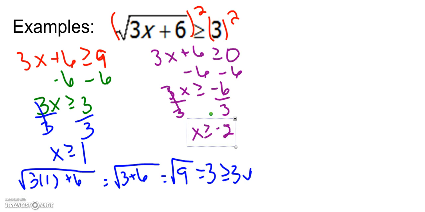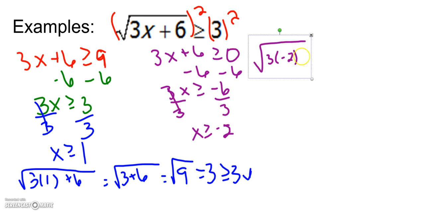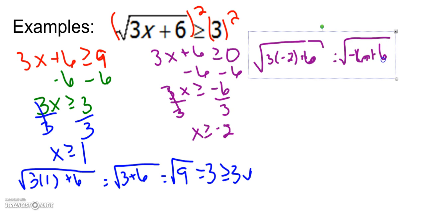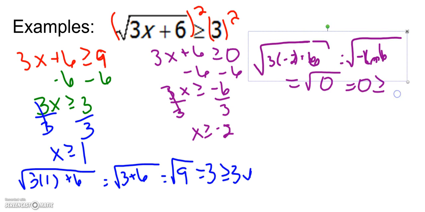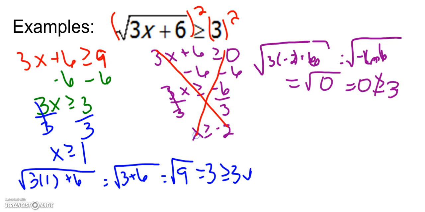Now you need to plug that back in to check. So I'm going to do that over here on the side. The square root of 3 times negative 2 plus 6 is equal to the square root of negative 6 plus 6, which is equal to the square root of 0, which equals 0. And 0 is not greater than or equal to 3. That is not a true statement. Therefore, x is greater than or equal to negative 2 is not an answer for us.